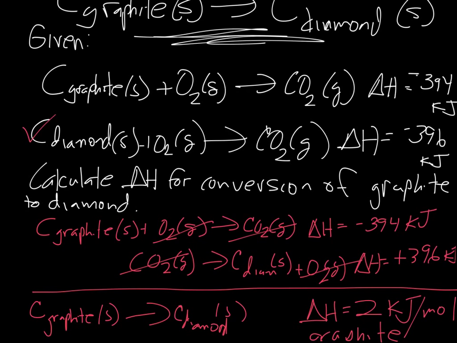So again, we obtain this value simply by summing the delta H values for the equations as shown above. It's an endothermic process since the sign of the delta H is positive. So that is a simple Hess problem I wanted to get up for you guys to take a look at. Let me know if you have any questions.